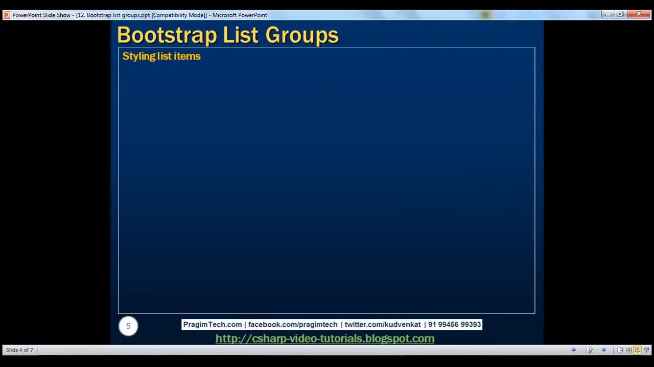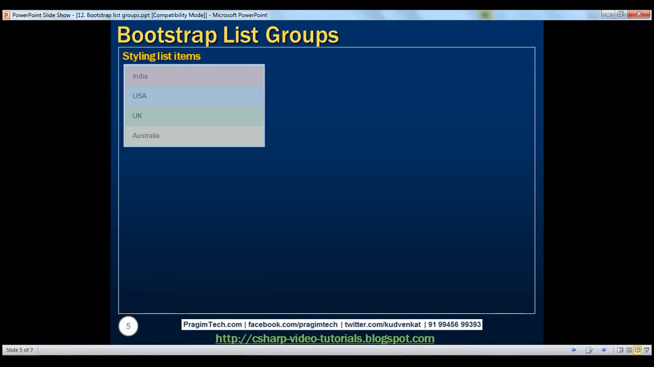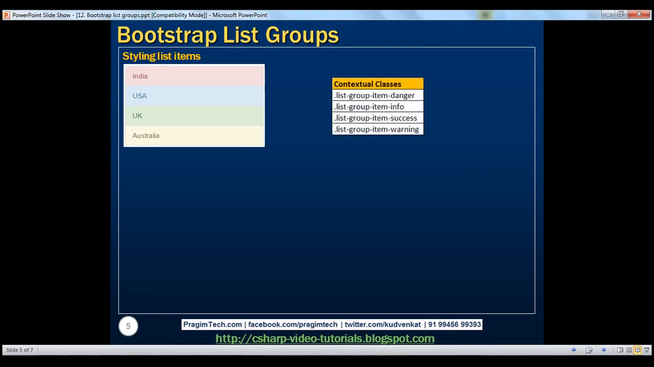Now let's discuss how to apply styles to list group items. To apply styles to list group items, we can use one of the 4 contextual classes provided by Bootstrap. We have list-group-item-danger, info, success, and warning. These different classes provide different styles, as you can see on the left. Let's apply these contextual classes to list group items and see what we get.